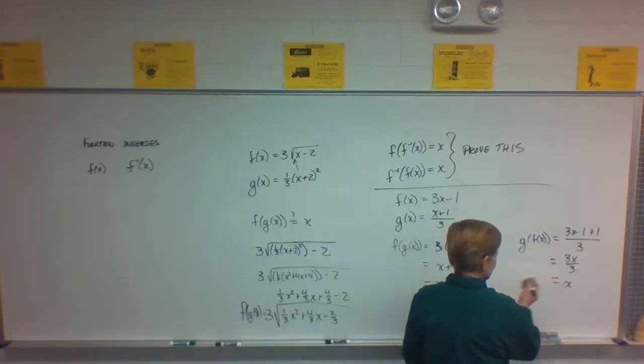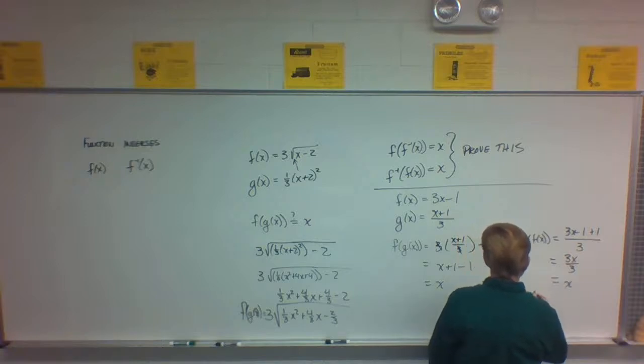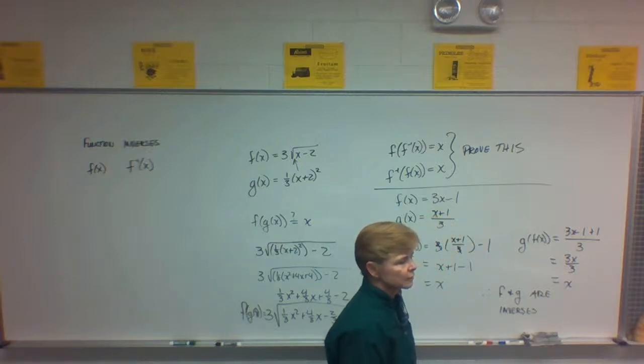Therefore, and this is the way you write therefore in math, therefore, F and G are inverses. This is your evidence, and this is your conclusion. But you have to compose the two of them together and get X.